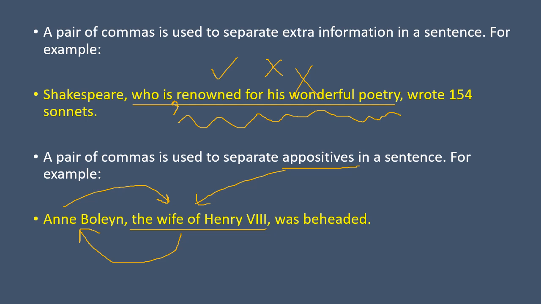So now this is also extra information, and it should be treated just like that extra information, and it should be enclosed between two commas. Now if this is removed, the rest of the sentence should make sense. For example, Anne Boleyn was beheaded. Absolutely perfect. Okay, so this is a sentence which makes complete sense. I hope you understand that. Let us move forward.